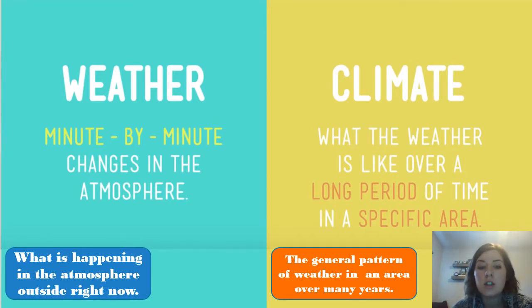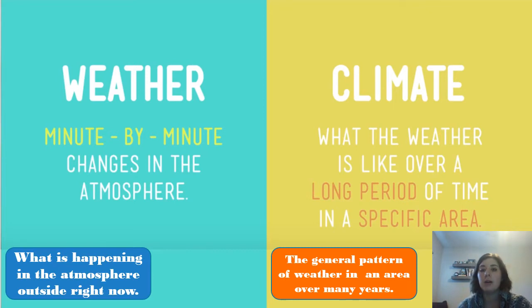We want to make sure that when we're talking about weather, we're talking about what is happening right now outside in the atmosphere. And it changes minute by minute. Think about a forecast, right? We don't know if it's going to be sunny or rainy or snowy or whatever it is. A climate is what the weather is like over a long period of time in a specific area.